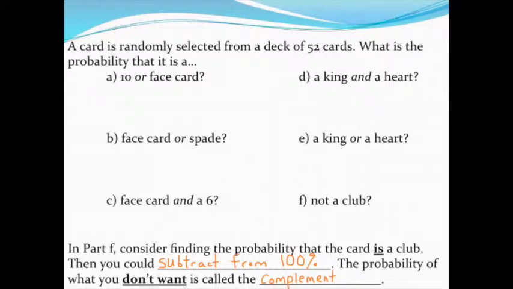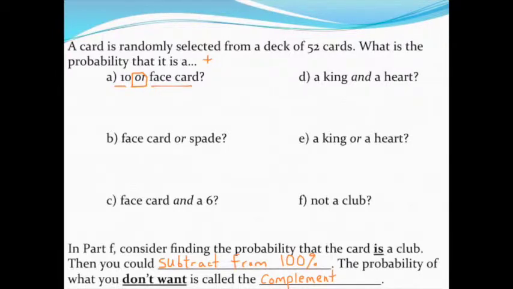Let's pull a card from a deck of 52 cards and find the probability that what we pull is a 10 or a face card. Typically when we see the word or, we're adding two separate probabilities together, and while that's still the case with these examples, one thing we have to be careful of is whether or not the two things we want to have happen have any overlap in them or not.